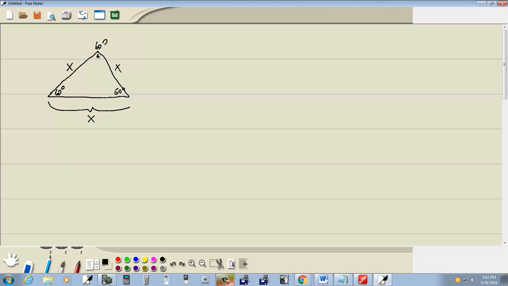Now, if I split this up, if I split that up, this will be 30, and this will be 30. Now, this distance right here now becomes half of x, because all the way across is x.